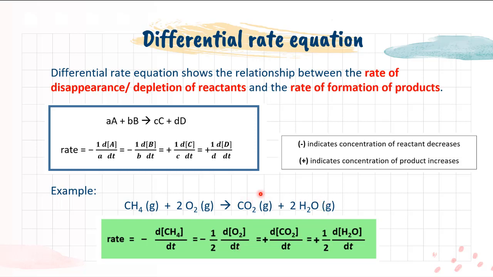CO2 and H2O are the products. So we are using a positive sign. So plus d[CO2] over dt since the coefficient is 1. And then lastly, the product H2O, we have the positive sign to represent product. So plus 1 over 2.